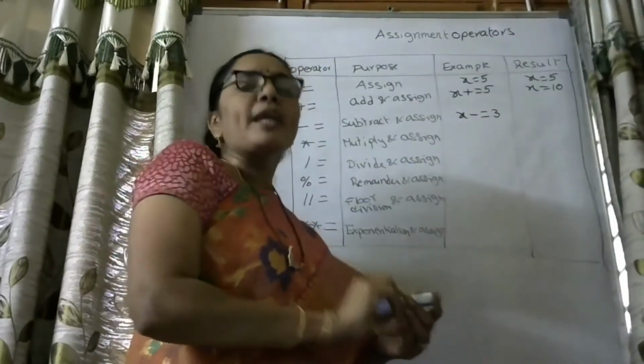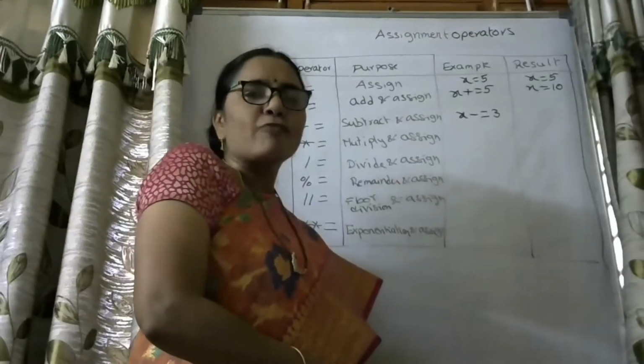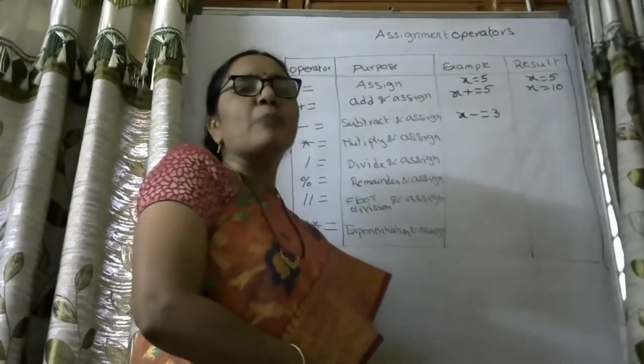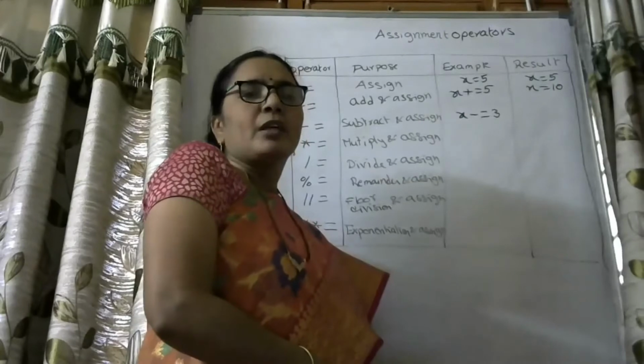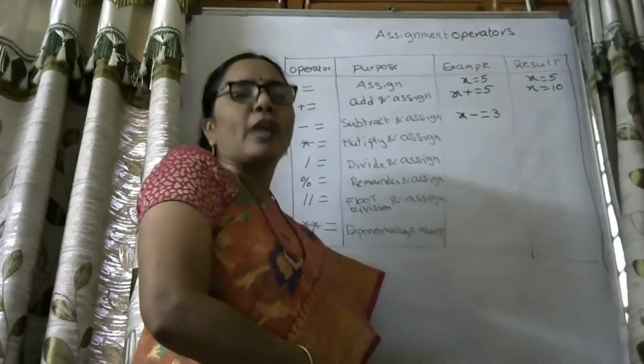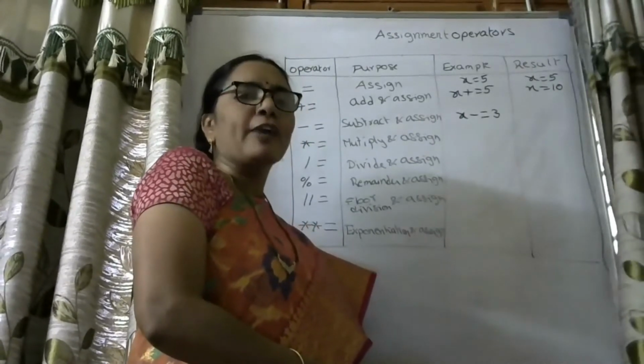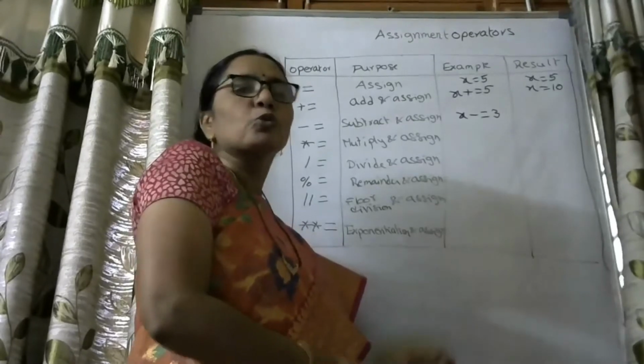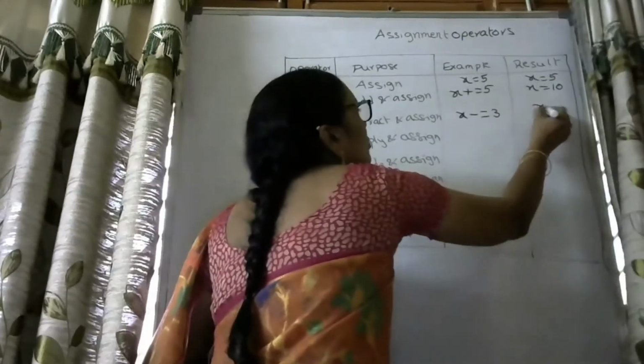Next, X minus is equal to 3. I am assuming X to contain the value of 5. When I write X minus is equal to 3, which is nothing but X is equal to X minus 3. X contains 5. 5 minus 3 is equal to 2. So the X contains 2 values.